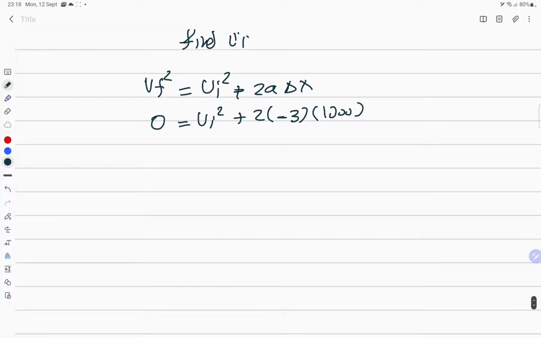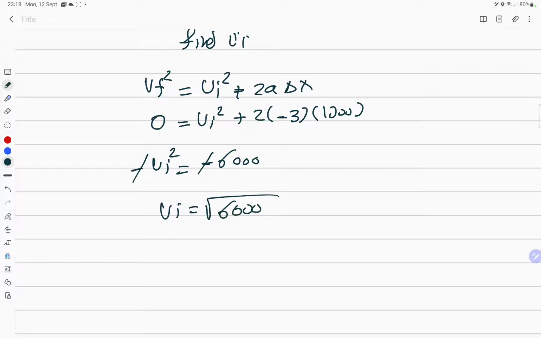In this case v initial squared shifted to the left is going to be negative, that's 2 times negative 3, negative 6, negative 6000. So negative goes with negative, and v initial is equal to the square root of 6000. The answer will be in meters per second. Okay, fine.